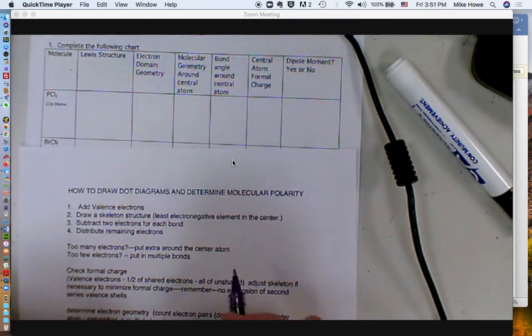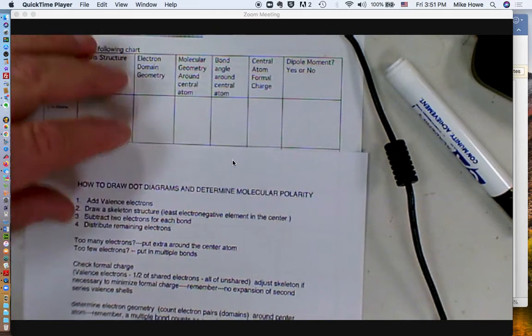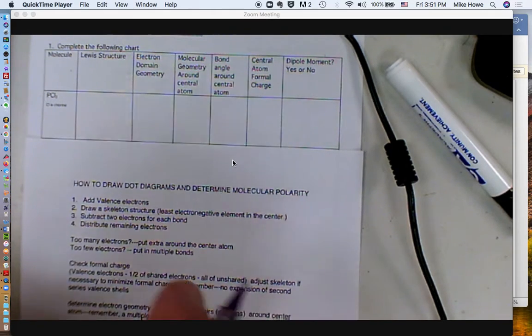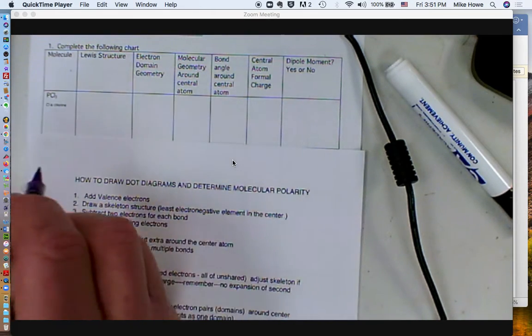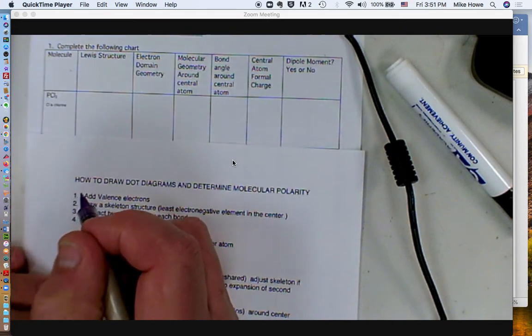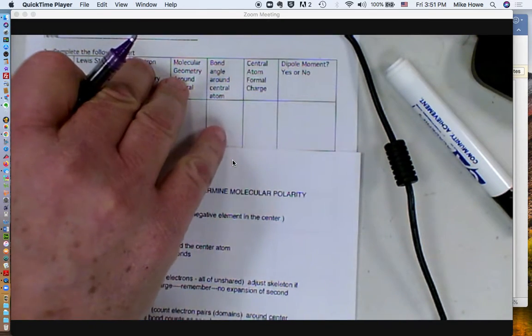So this is my attempt to go ahead and explain the little quiz we took on Thursday. So we're going to draw the dot diagrams. I'm going to try and be efficient but not go so fast that I lose you along the way.